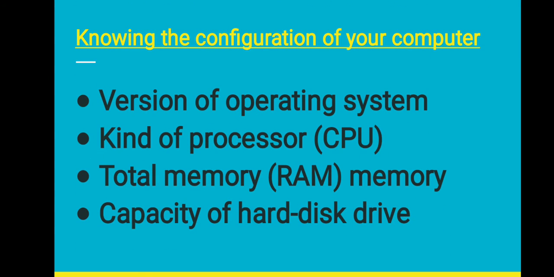Knowing the configuration of your computer. What is the configuration of your computer? When somebody asks you this question, she just wants to know 4 important things about your computer: version of your operating system, kind of processor, total memory installed, and capacity of hard disk drive. To know the configuration of a computer, follow the given steps.